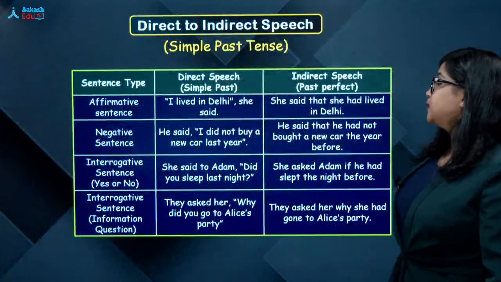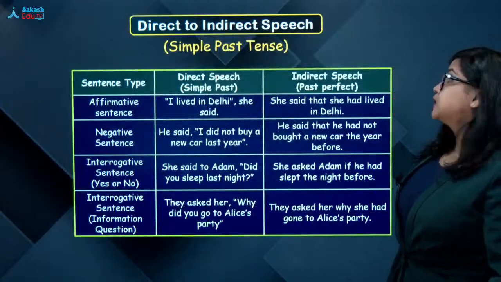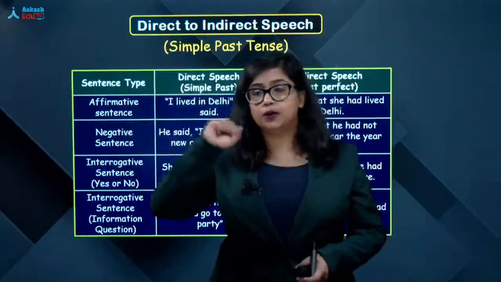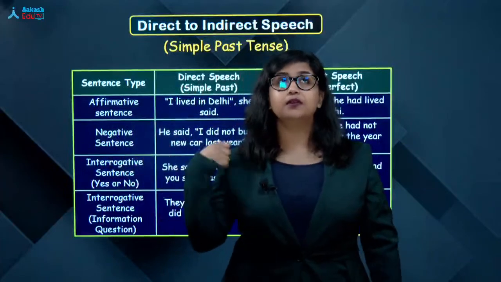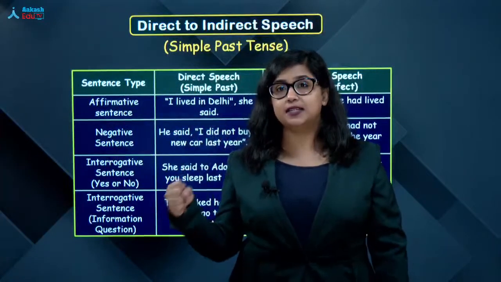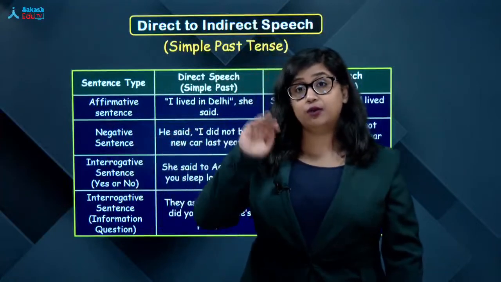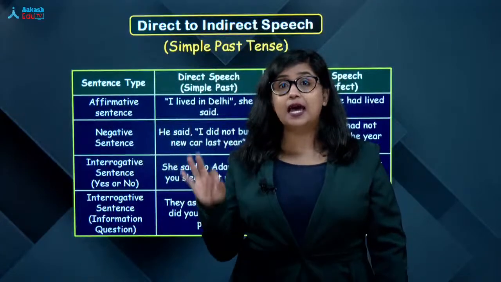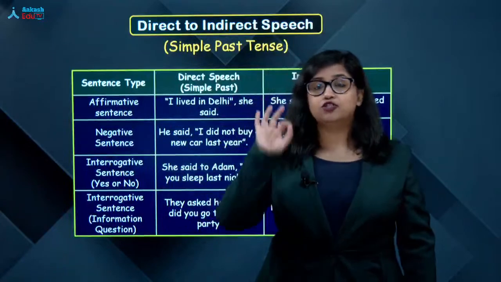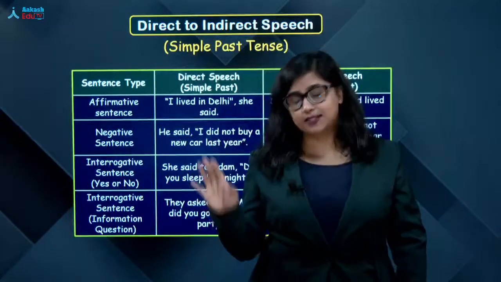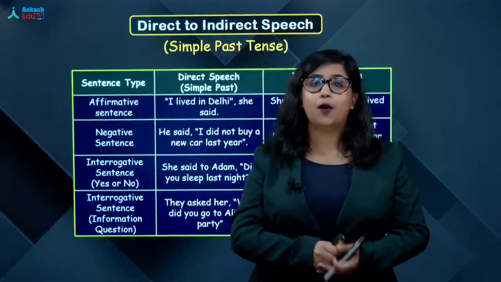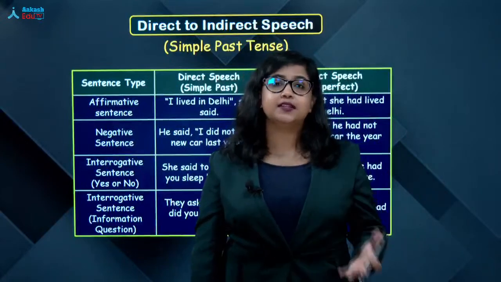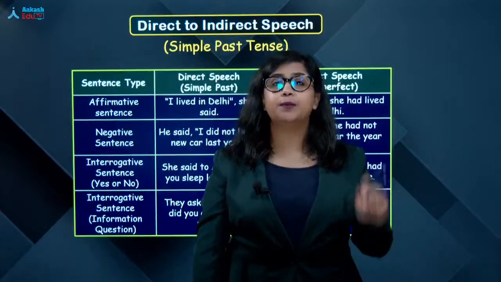Now moving ahead with the next type of tense that we have, which is your simple past tense. Before we move on to simple past tense, let's just recall all the present tenses once. Please remember that simple present tense changes to simple past tense, present continuous tense changes to past continuous tense, present perfect tense changes to past perfect tense, and present perfect continuous tense changes to past perfect continuous tense. That is what we have looked at till now. Now we are moving on to our past tenses, starting with the very basic past tense, which is your simple past tense.